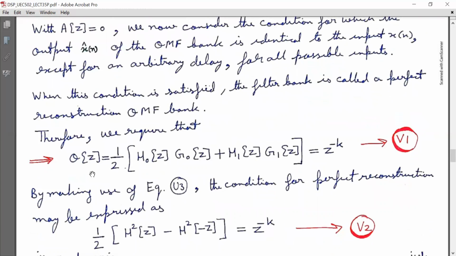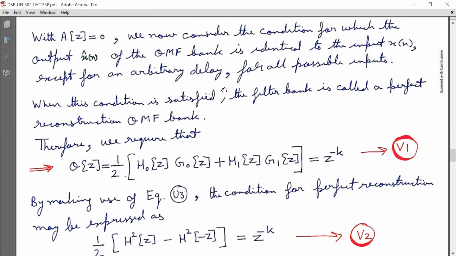Therefore, we require that Q(z) is equal to 1/2 [H0(z)G0(z) + H1(z)G1(z)] is equal to z raised to minus k. We are considering this because the only possible way is to just have delay in the output, and to make the distortions approximately nil. So we consider that Q(z), the transfer function which is responsible for distortions, should only introduce delay. So Q(z) is equal to 1/2 [H0(z)G0(z) + H1(z)G1(z)] is equal to z raised to minus k. Mark it as equation V1.